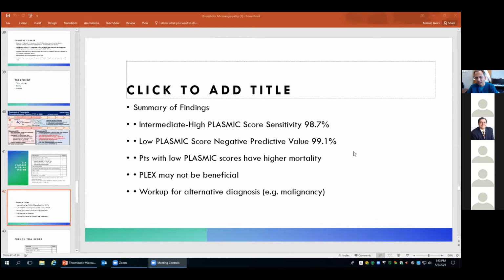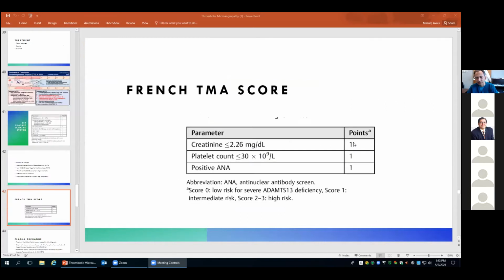So the same thing, that is a very good predictive value it has, this PLASMIC score. This is actually a small version of that same idea: if you have just three things, creatinine less than 2, platelets less than 30, and a positive ANA, because when there's an autoimmune condition there are more chances the patient has TTP, that also makes it likely that you're dealing with TTP, and you can go ahead and start treatment with plasma exchange.